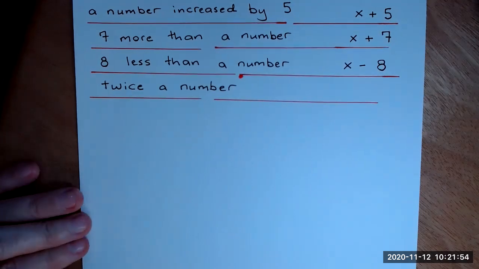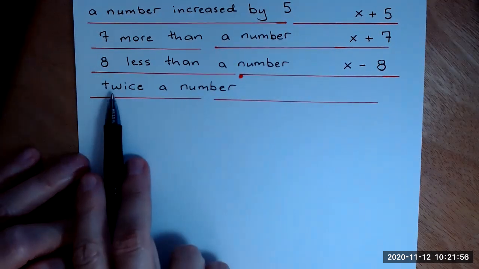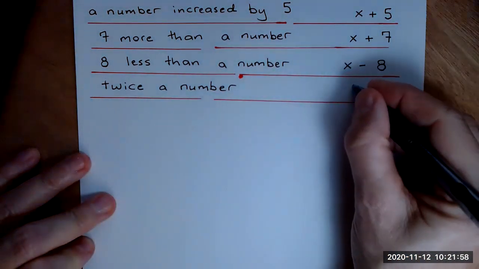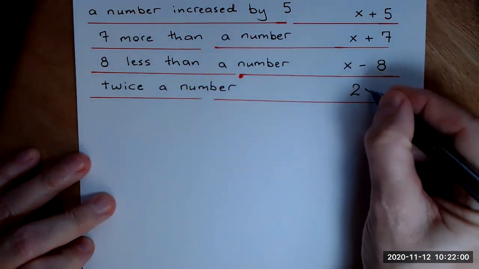All right, twice a number. Well, twice, this means that you multiply by 2.